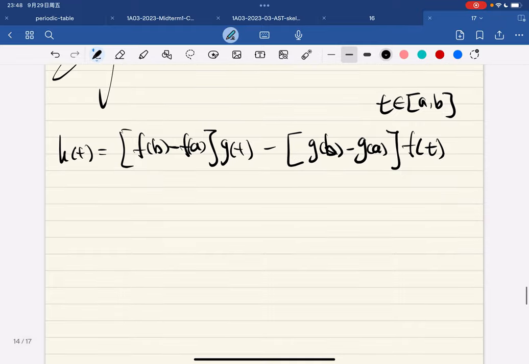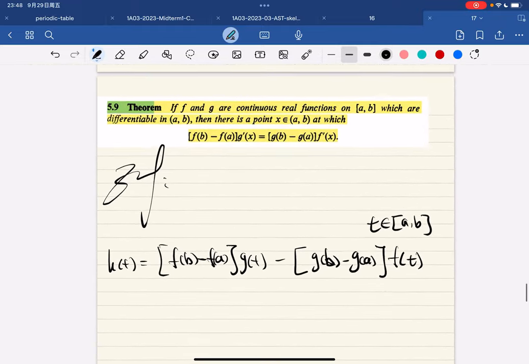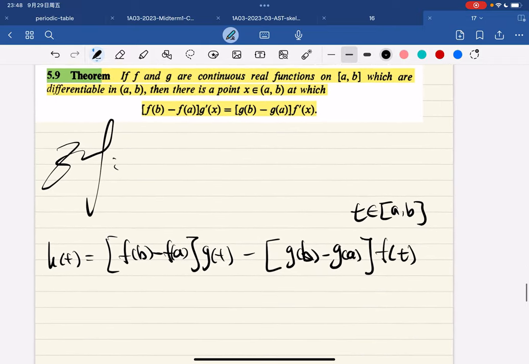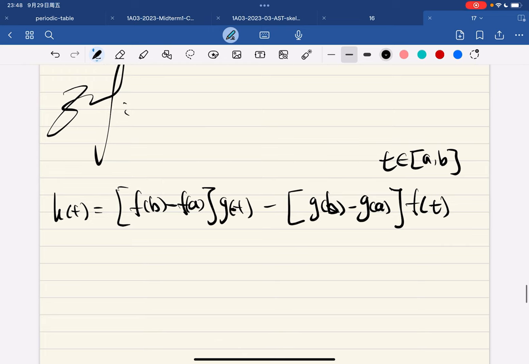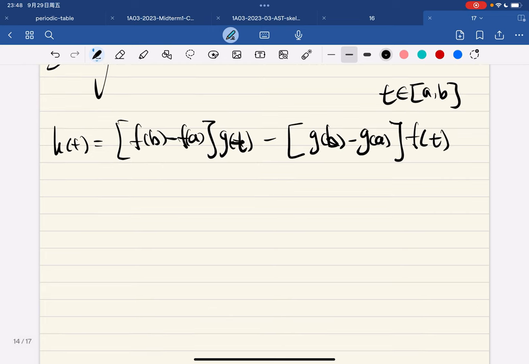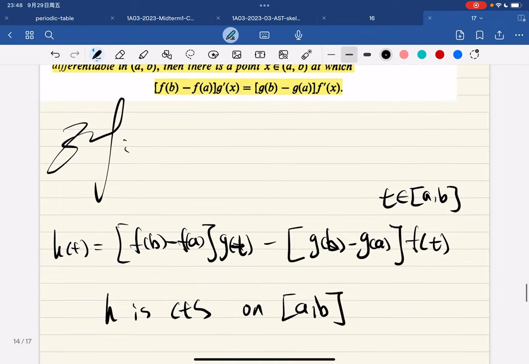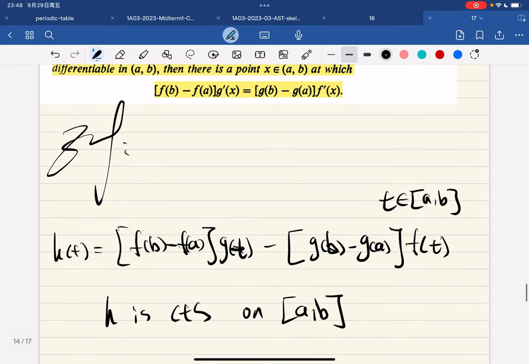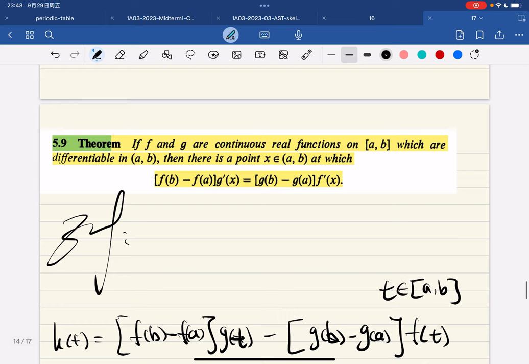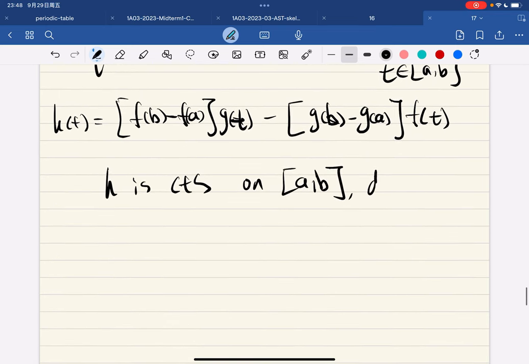Yes, Professor. So now we have that f and g are continuous. Then h is continuous, right? Because h is a linear combination of continuous functions, which is continuous. So h is continuous on the interval, on a compact set. And also differentiable, right? Continuous on the closed interval and differentiable on the open interval.